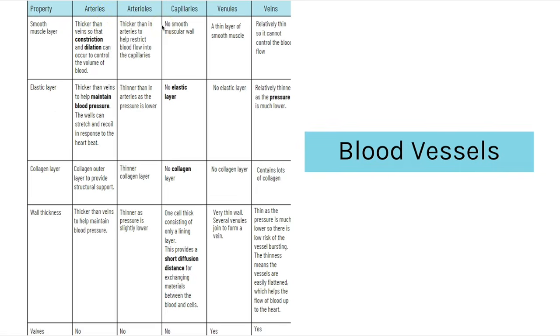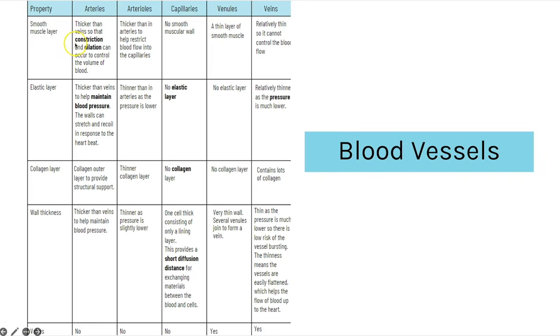Those are the 5 types of blood vessels that you need to know the structures and properties of. So we've got information here on the smooth muscle and the elastic layer, the collagen layer, the overall thickness of the wall, and whether they contain valves or not. And then I've got it linked to how that structural feature links to its function as well.